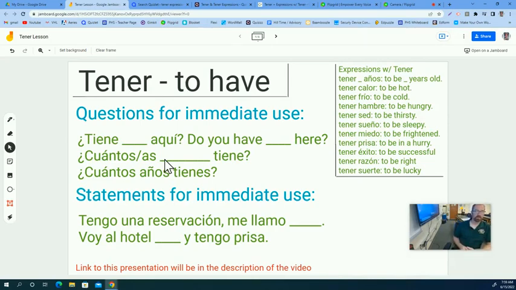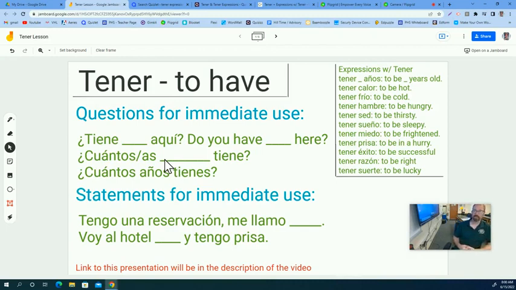The next one is maybe you have a friend, you want to get to know them better. ¿Cuántos años tienes? Is how old are you? That's an expression of tener. We'll look at some of those in just a second. And then, to answer that question, by the way, if you were asked that, you'd say tengo, and then the number, and then años. So if you're 20 years old, tengo 20 años.